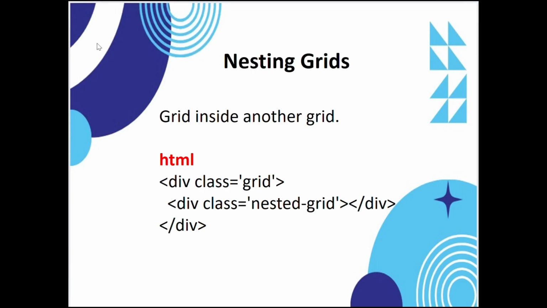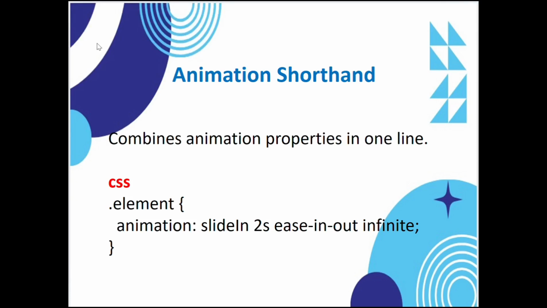Now see the animation shorthand, which means it combines animation properties in one line. This is the example. We have animation: slideIn 2s ease-in-out infinite, which means the text continuously slides in from the left.